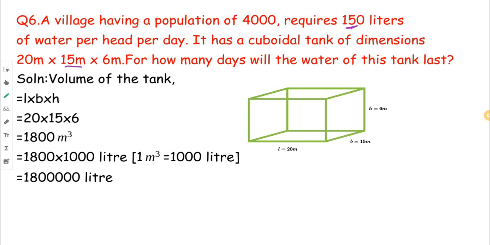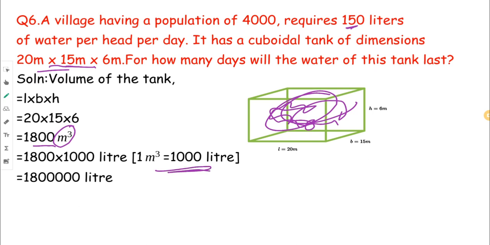Okay. So we'll first find the volume of this tank and then convert the meter cube into liters. So let's first find the water in terms of liters, how much it can be stored here in this cubical tank. So volume of the tank, length by breadth by height, already given to us, right? So when you multiply, you're going to get what? 1800 meter cube.